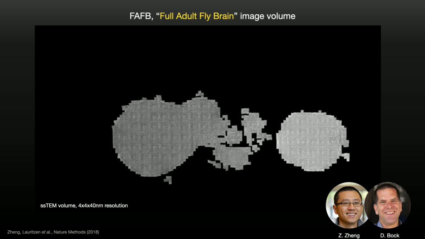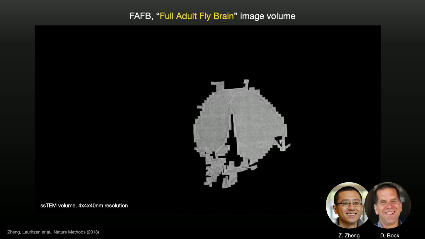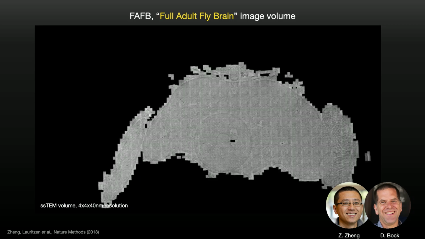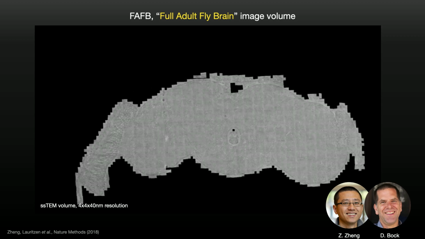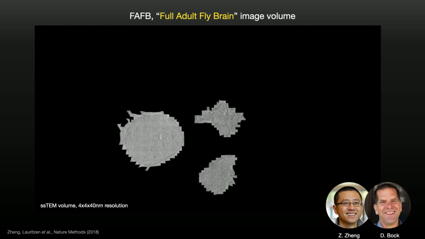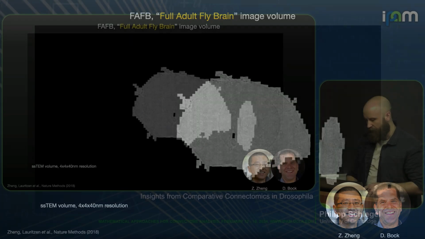So what you see here is the FAFB image volume. That's an EM image volume of a full adult fly brain. It was actually imaged in 2015 already. And what we're seeing here is all zoomed out, and we're going anterior to posterior slice-wise. The resolution is high, 4 by 4 by 4 nanometers, so we could zoom in and look at individual synapses.